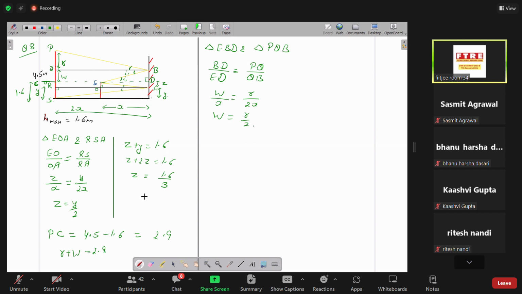Because we need to know W, I'll find out W here. So here we will put the value of R. So we'll get here 3W is equal to, in this equation, we get 3W is equal to 2.9, or W comes out to be 2.9 by 3. So useful length of mirror will become W plus Z, is the useful length of mirror.